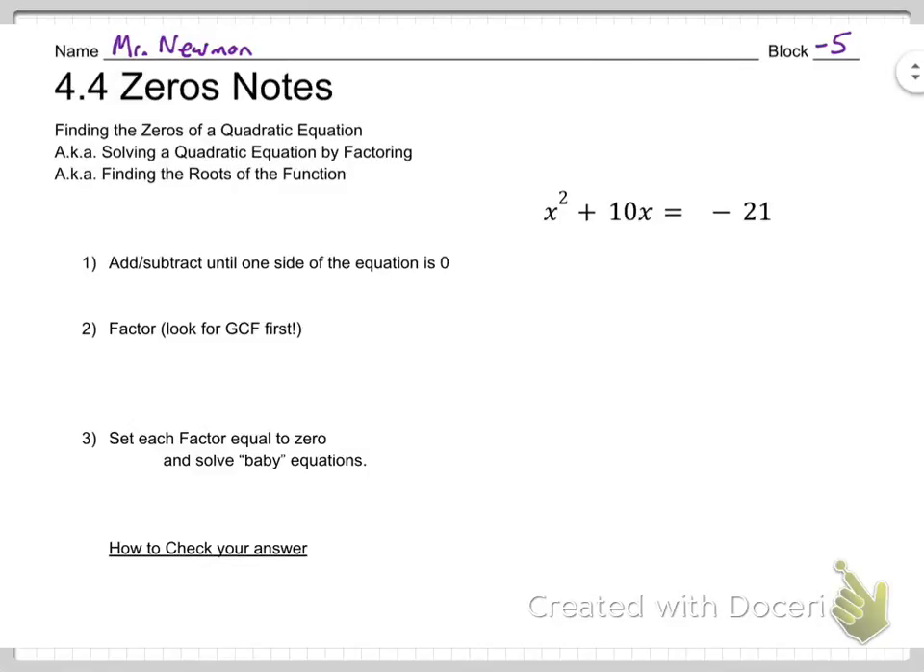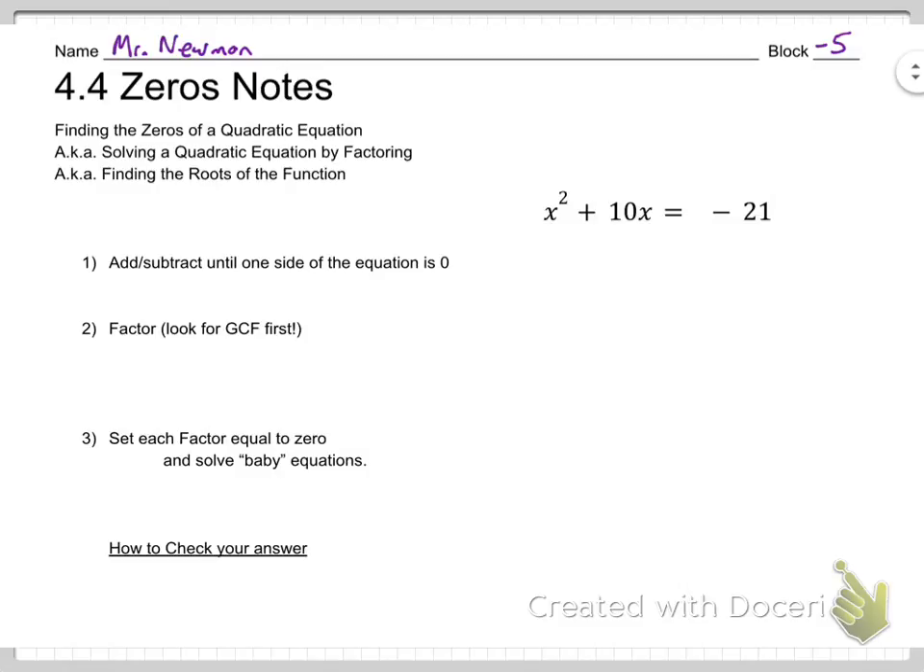Today we're going to learn about zeros. Now, zeros come at the end of the factoring unit because you need to be able to factor before you can do zeros. So make sure you're comfortable with that. Once you got that down, let's get started on this.